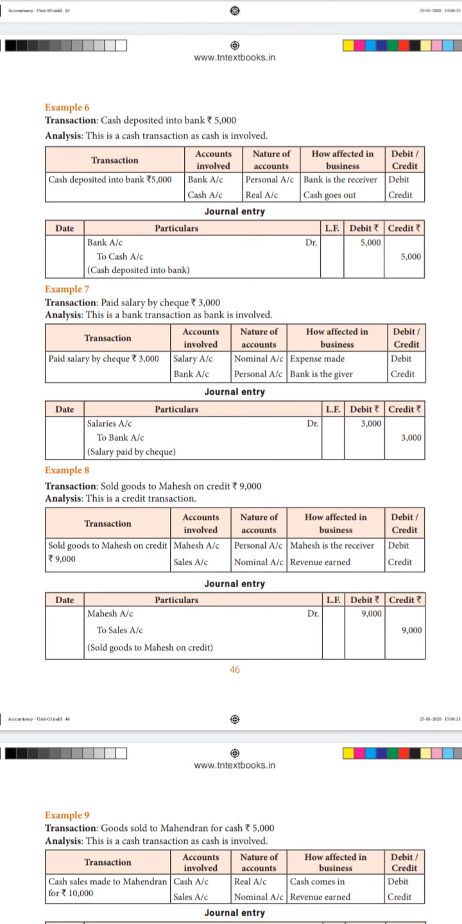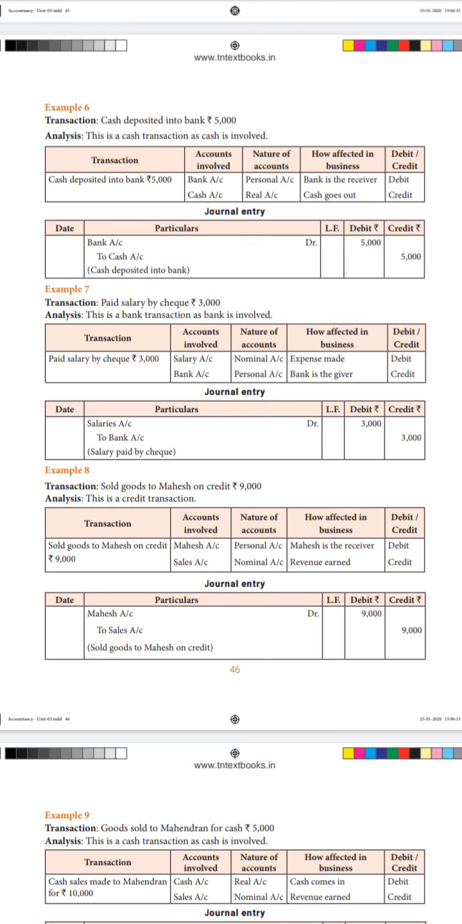So bank account debtor, debtor should always be written to the right side corner of the particulars column. Leave some space and then write to cash account. Then you have to immediately write the narration, which is cash deposited into bank. Then in the debit column and credit column, you have to write the amount just beside the debtor and creditor in the exact debit and credit column.